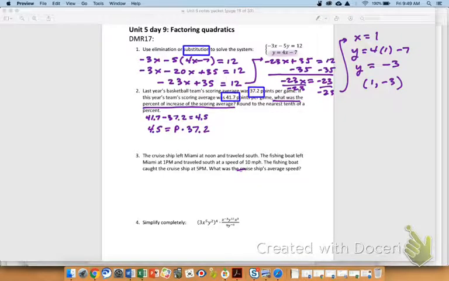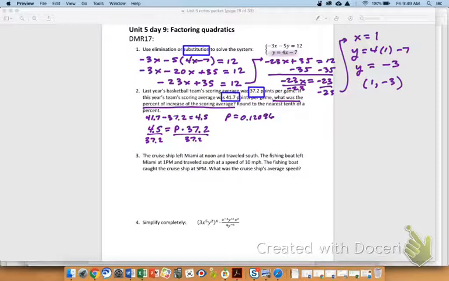Okay, so the part that describes how much the scoring average went up is equal to the percent of the whole thing from last year. So I'm going to divide both sides by 37.2, and I'll use my calculator here. 4.5 divided by 37.2 is 0.12096.